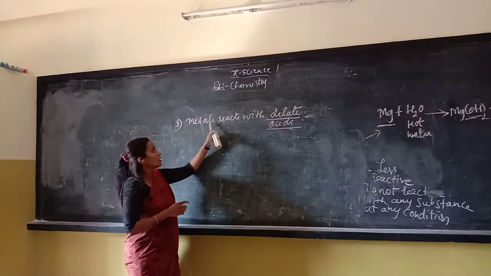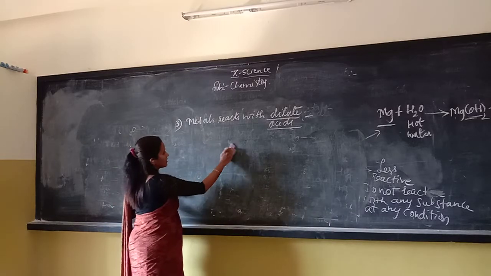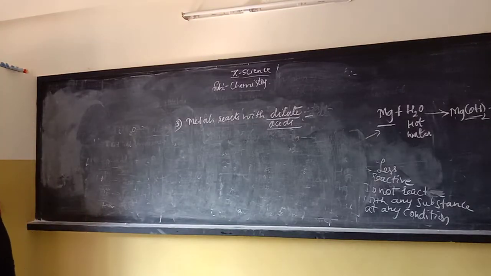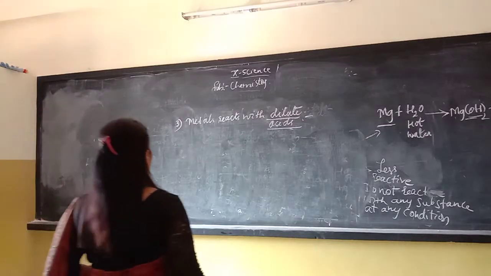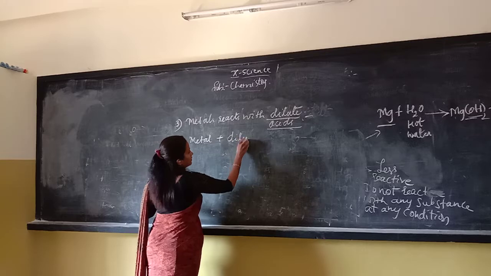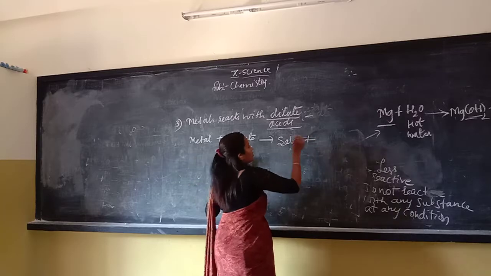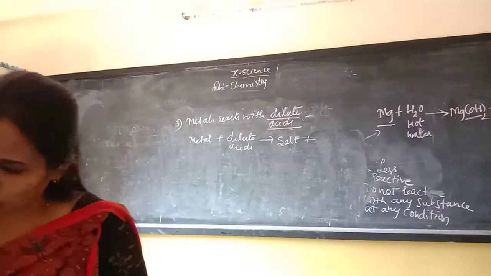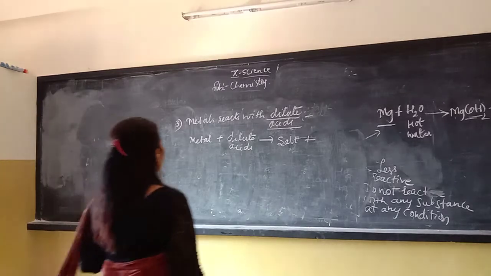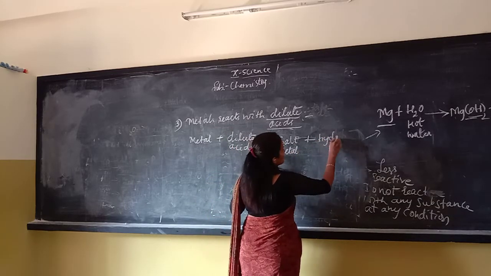So here in this reaction, metals will react with dilute acid. What happens when metal reacts with dilute acid? See, we have the metals. When metal reacts with dilute acids, it forms salt and... sorry, not water. Metal salt and hydrogen gas.